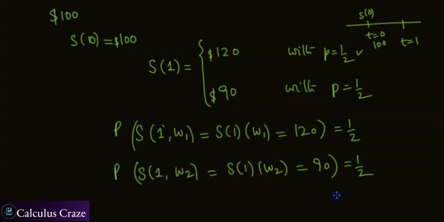So at the moment I have assumed only two possibilities, 120 and 90. There can be multiple possibilities, but let's stick with this for the moment. I'm interested in what is going to be my expected value of S of 1. So I can find the expected value, right?